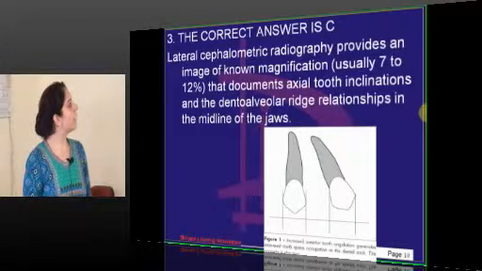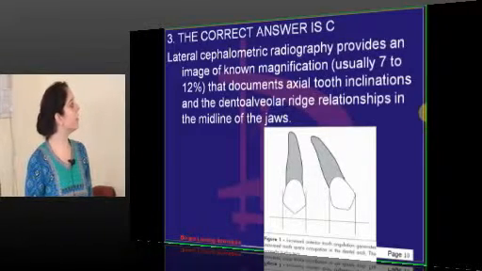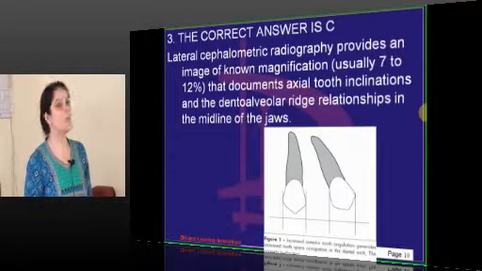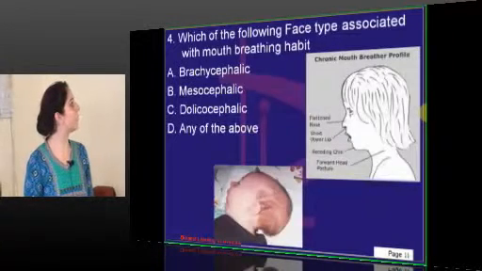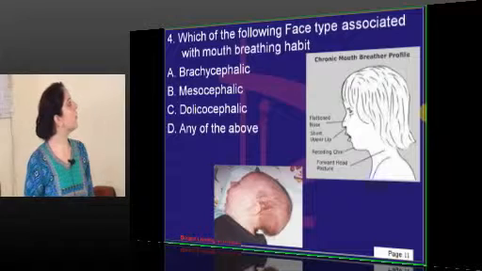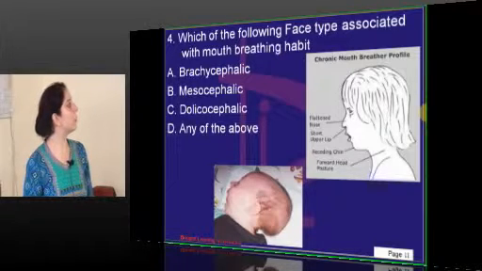So, the axial tooth inclinations and the dentoalveolar relationships in the midline of the jaws, here is where mainly the magnification occurs. Fourth one is, which of the following face types is associated with mouth breathing?